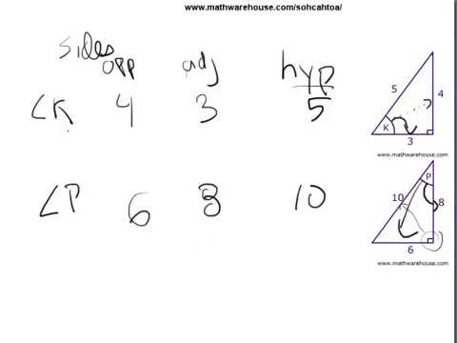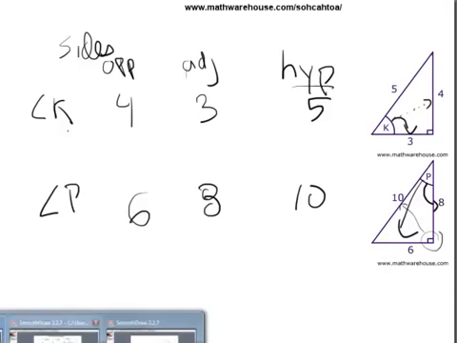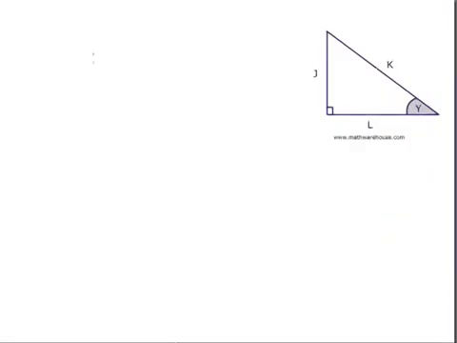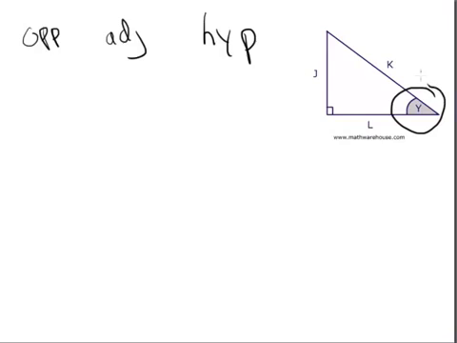Okay, let's try one more to make sure you got it. Let's find the opposite, the adjacent, and the hypotenuse of this. And of course, we're talking about in reference to angle Y. What side is opposite of Y is J. Right? You can see it's directly opposite of it. Adjacent to it is L. And K is directly across from the right angle.